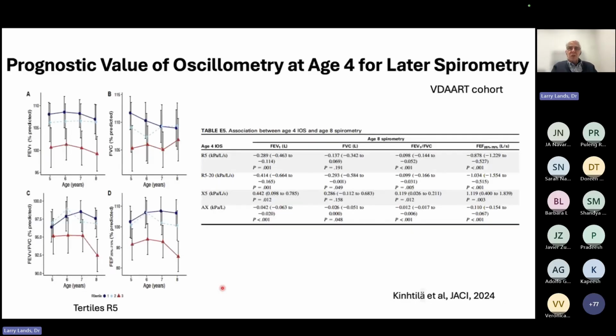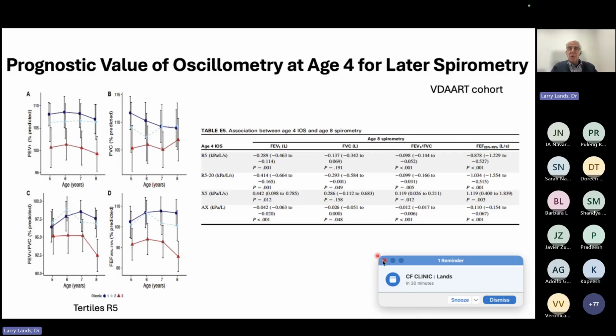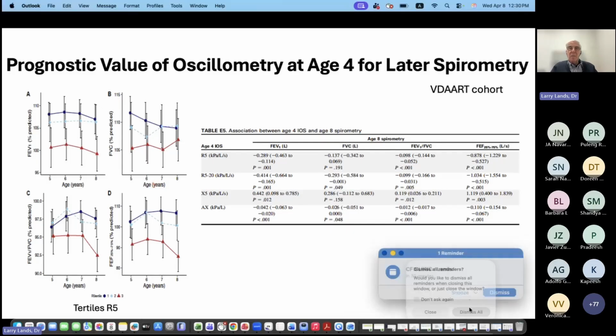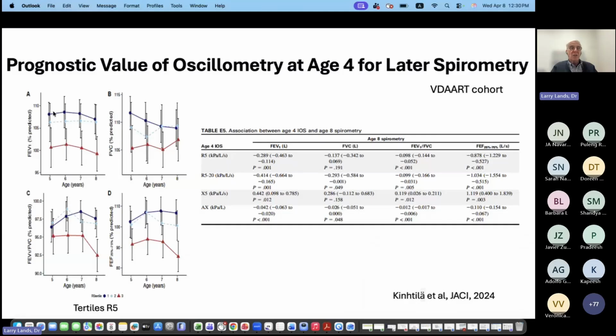Oscillometry can help you track patients over time and is predictive of abnormal oscillometry, or spirometry, when they're old enough to do it. So this was looking at spirometry at age 8, and they basically had 3 cohorts: those who started off somewhat above normal, those who started off normal, and those who started off low. And if you're low at younger ages, especially if it persistently stays low, you are going to have low spirometry. Take your favorite measure, FEV1.